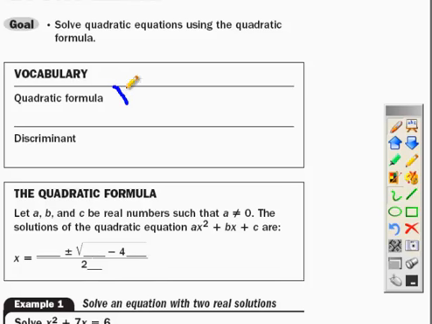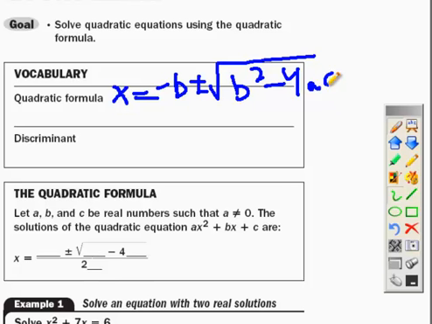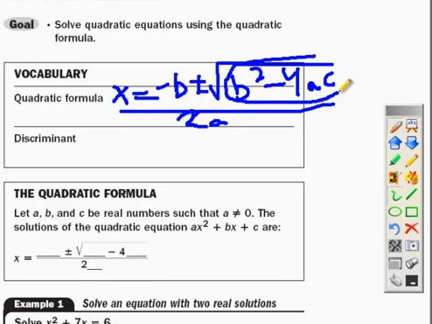Here we go. x equals the opposite of b plus or minus the square root of b squared minus 4ac, all over 2 times a. And the discriminant part of that is right here. This is called the discriminant, the stuff that's underneath the square root sign, the b squared minus 4ac. What the discriminant does for you is it tells you how many answers you're going to have, 1, 2, or 0. And we'll show you that in a minute.